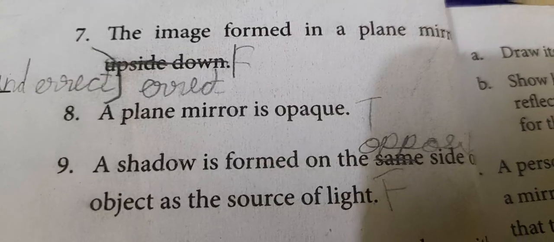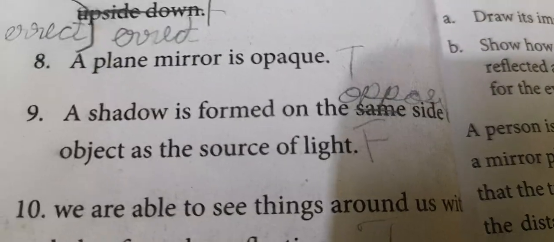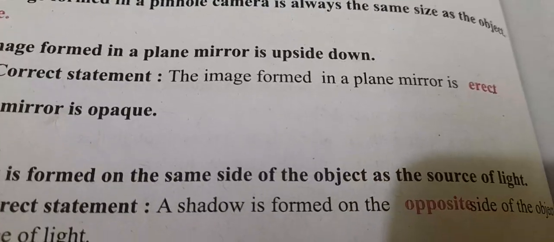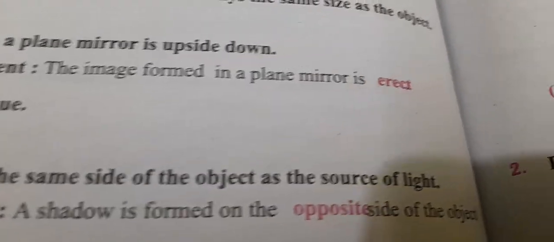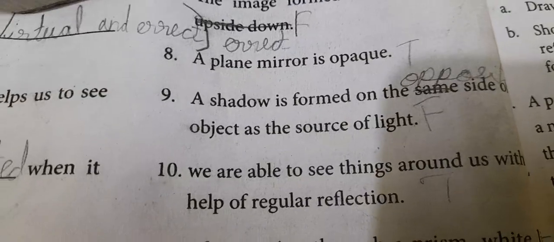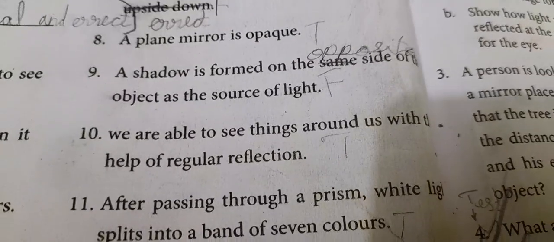Eighth, a plane mirror is opaque. True. Ninth one, a shadow is formed on the same side of object as the source of light. False. Correct statement, a shadow is formed on the opposite side of the object as the source of light. Tenth one, we are able to see things around us with the help of regular reflection. True. After passing through the prism, white light splits into band of 7 colors.